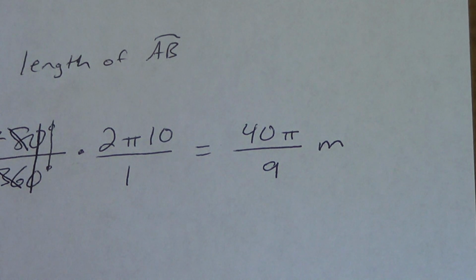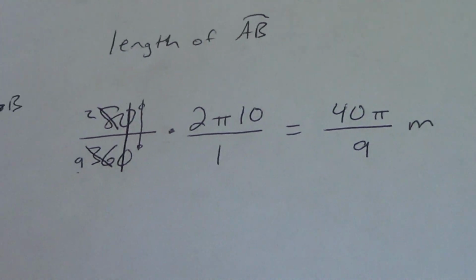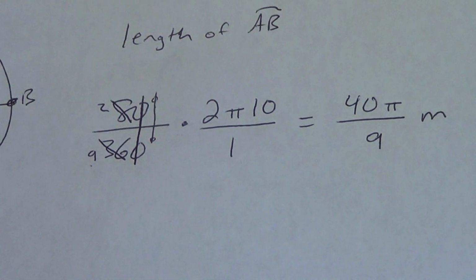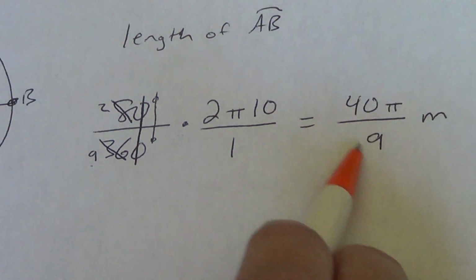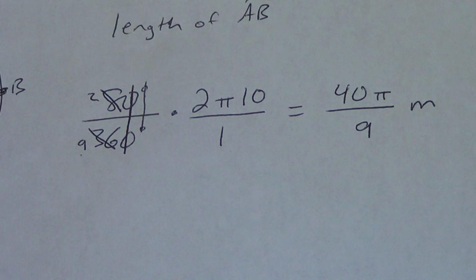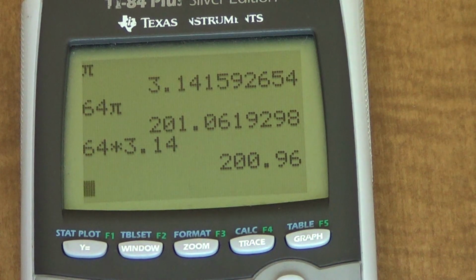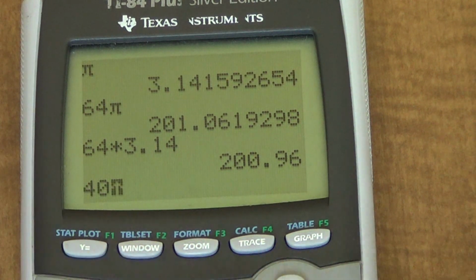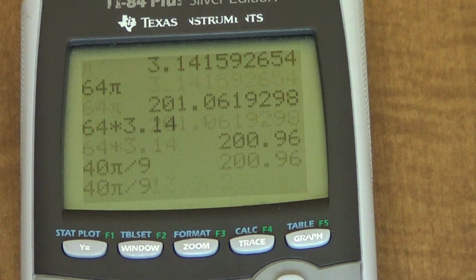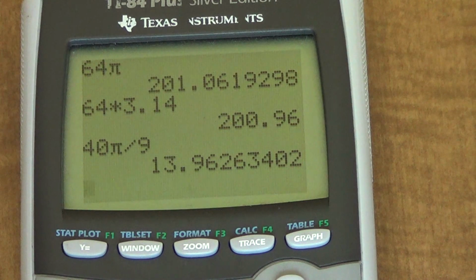No need to use your calculator, unless you can't do 2 times 2 times 10 or something like that, or if you can't reduce the 8 and 36. We're not going to type this into our calculator unless I specifically ask you to. And if I do, it's really easy. 40 pi. If you don't put times in there, your calculator knows that you mean times, divided by 9. Enter. 13.96. But I don't want you doing that for the most part.